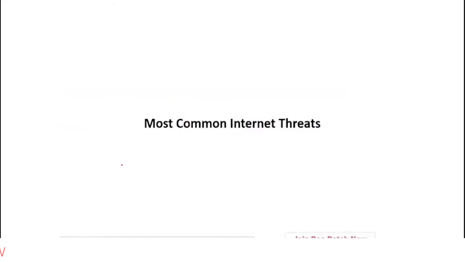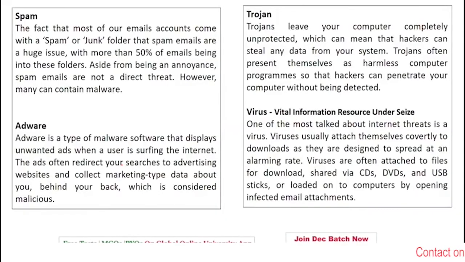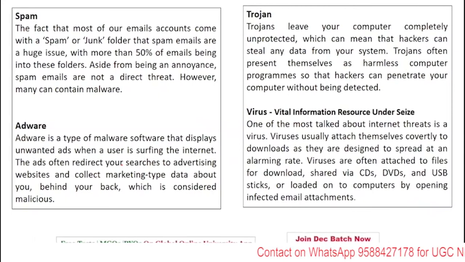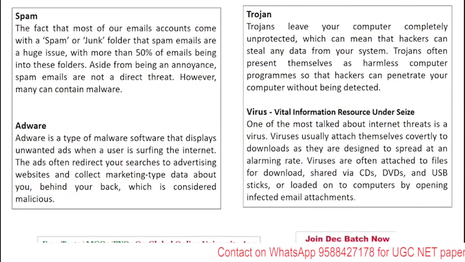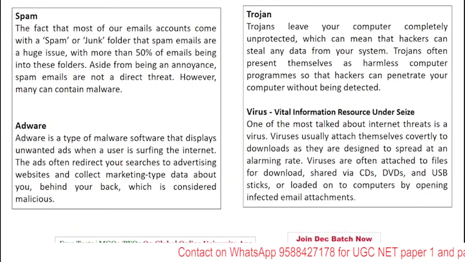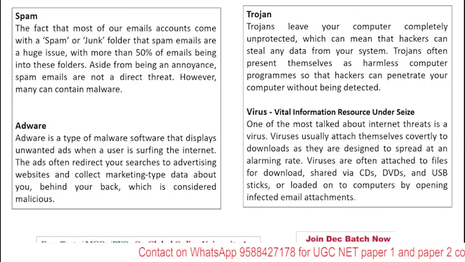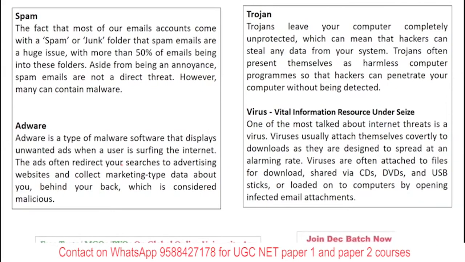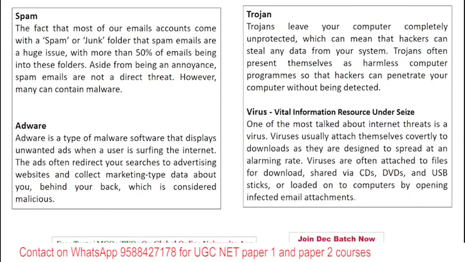Then next one is the topic on the common threats with respect to ICT. So let's quickly have a look at them. That is spam. Most of our email accounts come with a spam or junk folder with more than 50% of the mails in the folder, which is nothing but an annoyance. Obviously we get annoyed. So spam mails are not a direct threat. However, they may contain a virus.